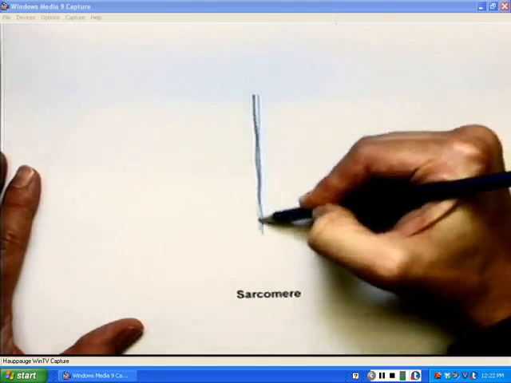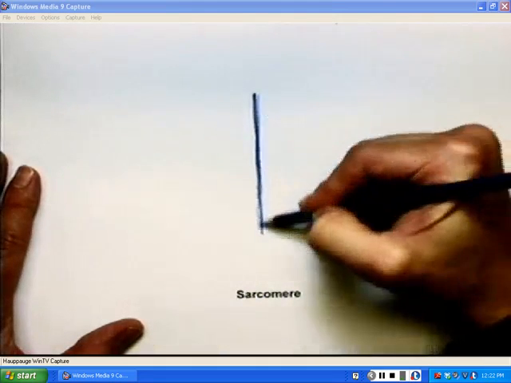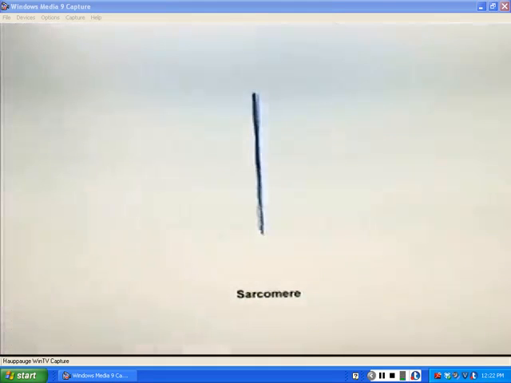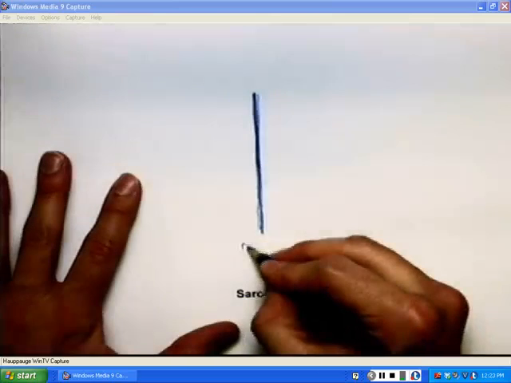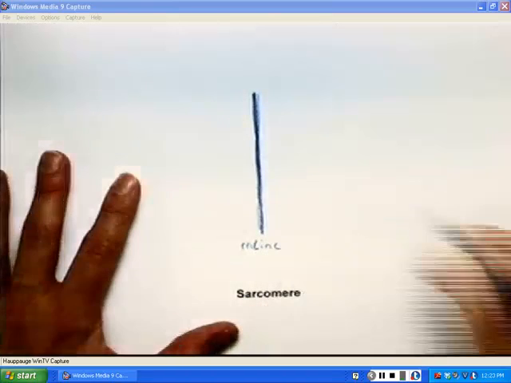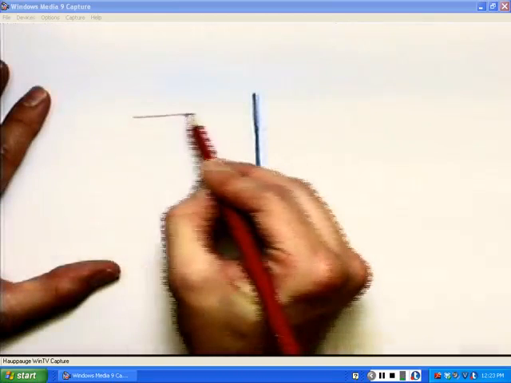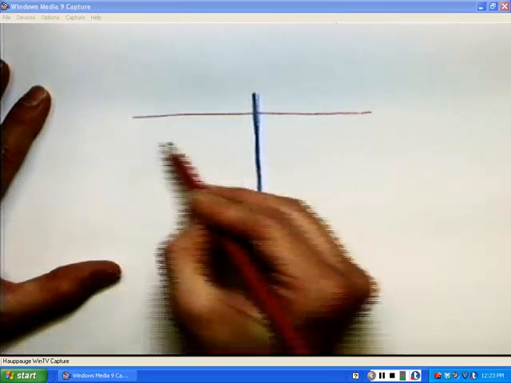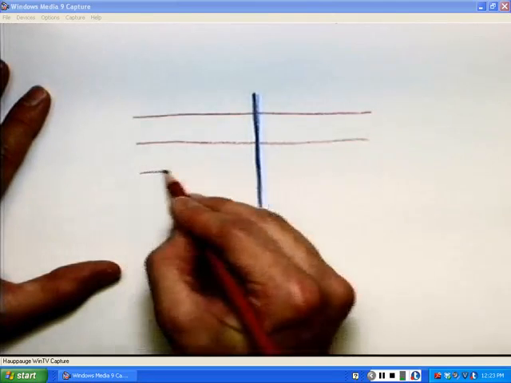So we're going to draw it fairly thick. And in the center here, the M line, made mostly of myosin. The M line is kind of the backbone for this whole structure. Let me write it down so you can see that: M line. Coming off of the M line will be several lines of myosin that are also thick, extending an equal distance on either side of the M line.